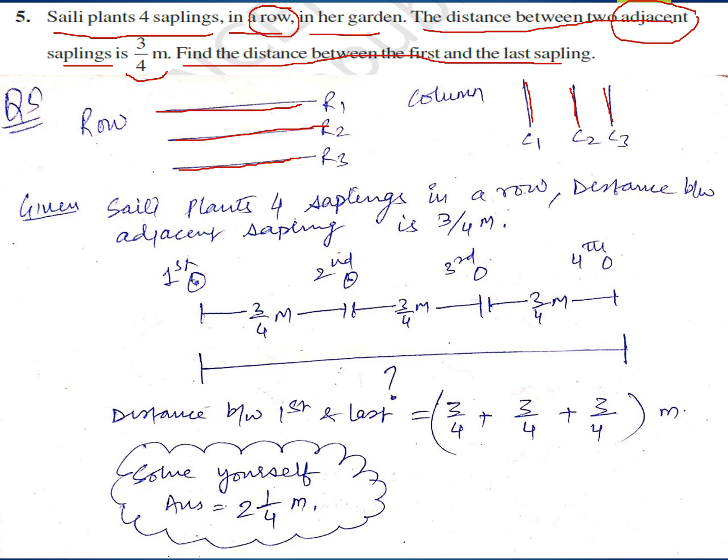Now the question is saying there are 4 saplings and the distance between two adjacent is 3 by 4 meter. First of all, let's take a row. This is the row in which we are planting. You have planted the first sapling, second sapling, third sapling and fourth sapling. Adjacent means just next to each other. First and third is not adjacent. First and second is adjacent. Second and third is adjacent. Third and fourth is adjacent. So, distance between two adjacent is how much?